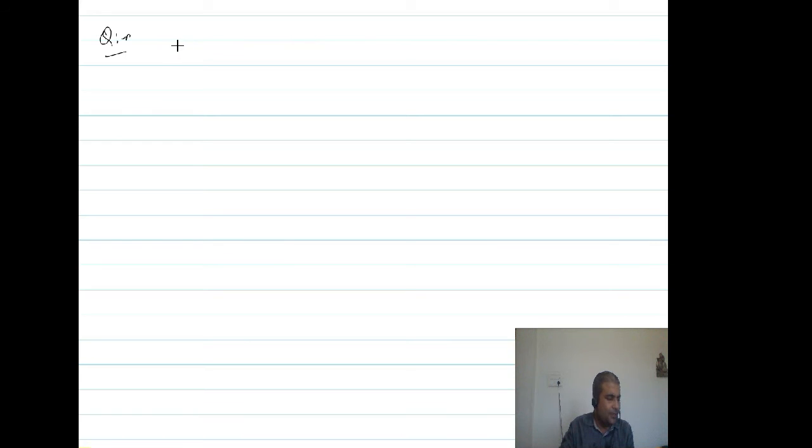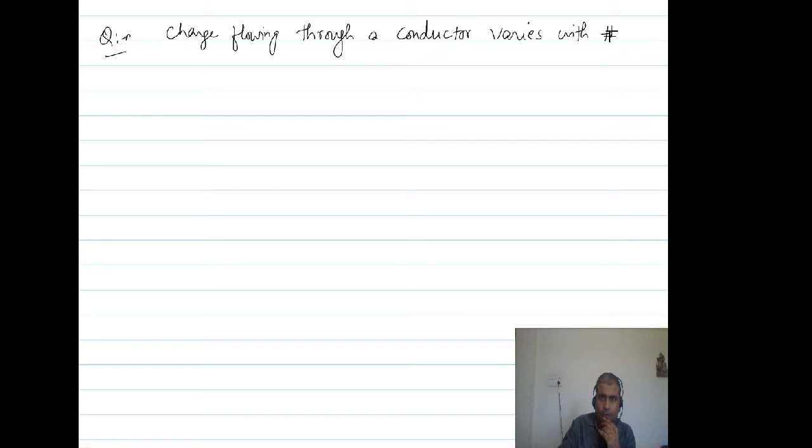Another problem. Suppose the problem is: charge flowing through a conductor varies with time as q equals 5t minus 2t square plus 4t cube.